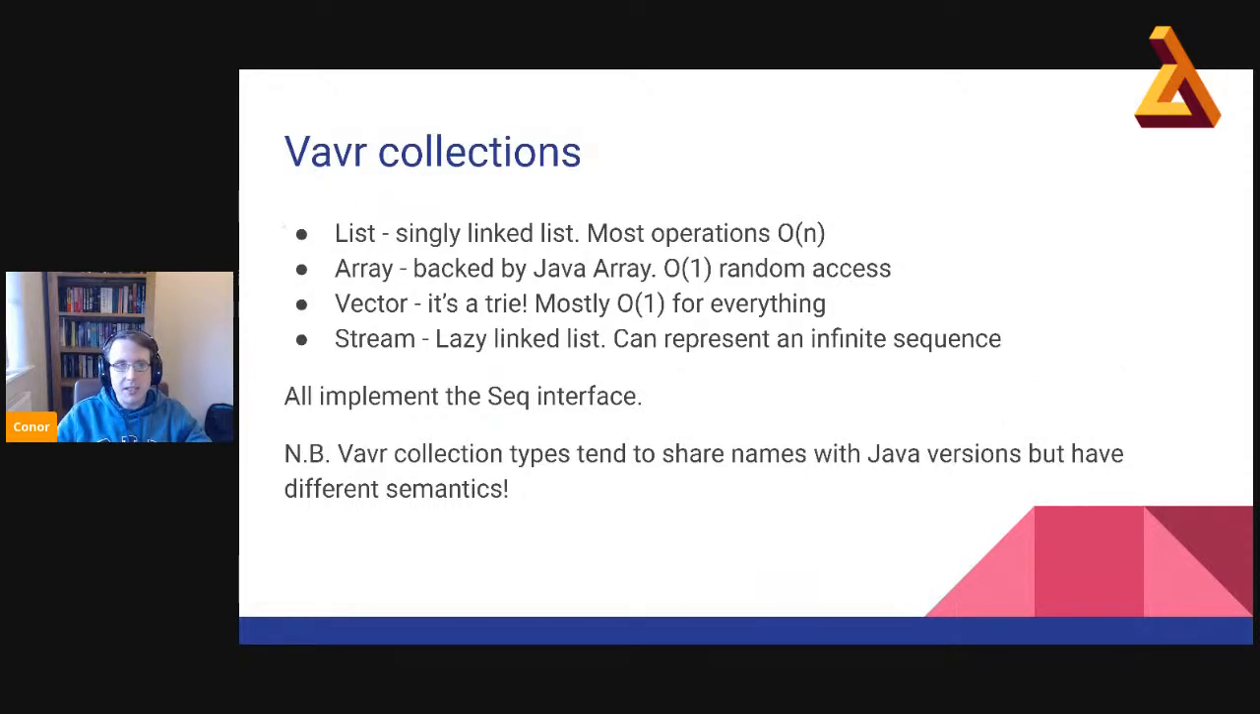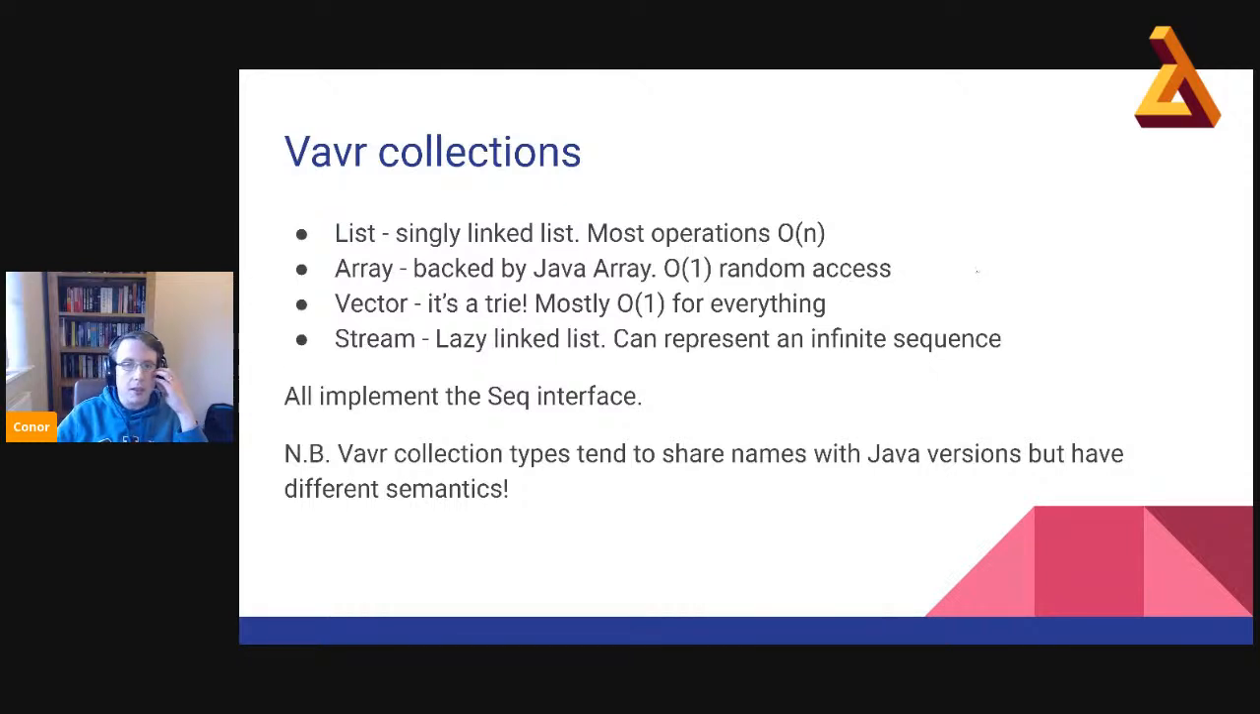So the list is just a singly linked list, the cons cell type approach. Most things are linear in terms of the amount of time it takes to do an operation, but not getting the head. So if you just want to consume the head, this is really good. An array is good for random access anywhere inside it. It'll definitely give you constant time random access.